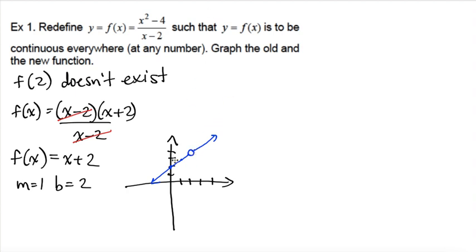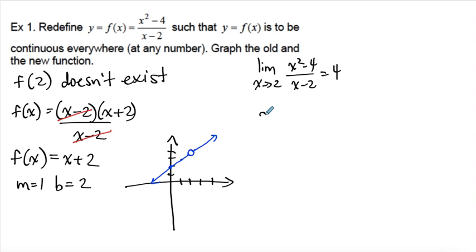So we're going to have to take the concept of what the limit would be at that point and apply it to our piecewise function. So we know, we can see from our graph, the limit as x approaches 2 of x squared minus 4 over x minus 2 is equal to 4, right? We can see that from the graph that we just sketched there.